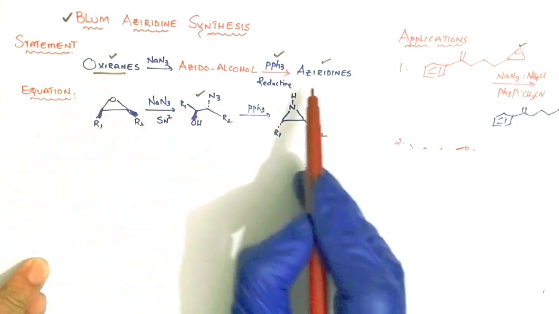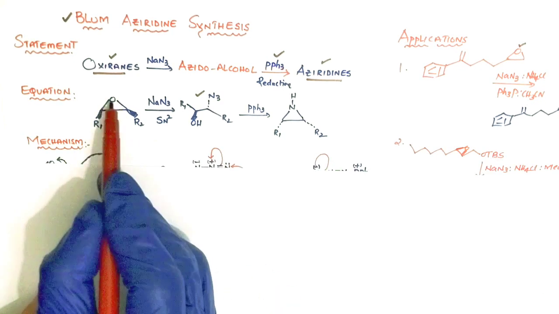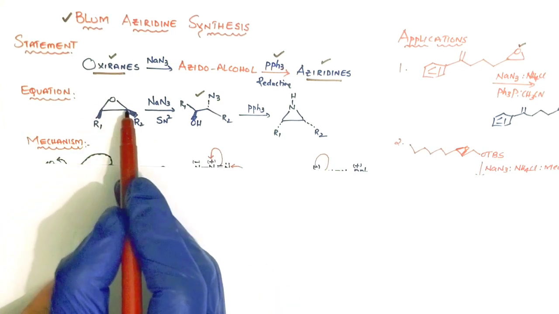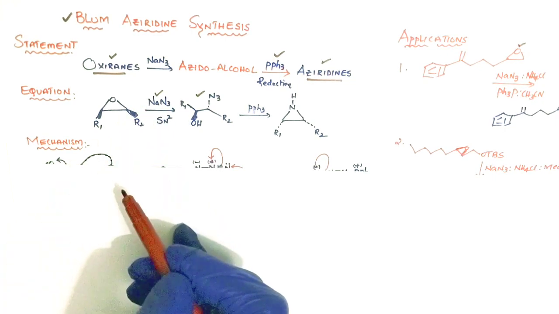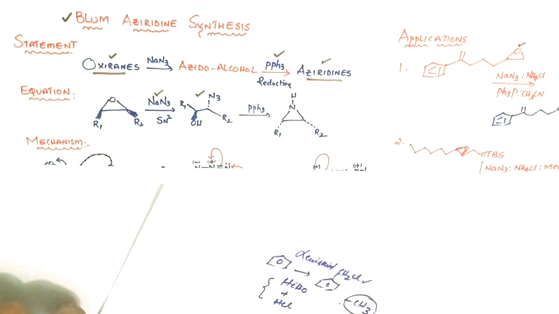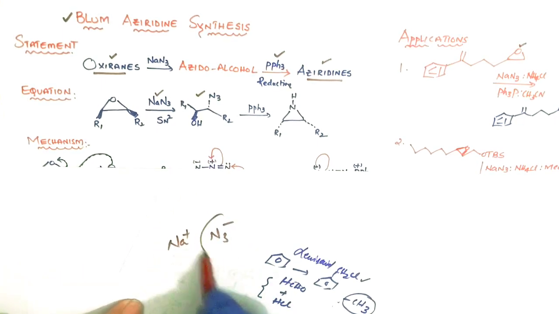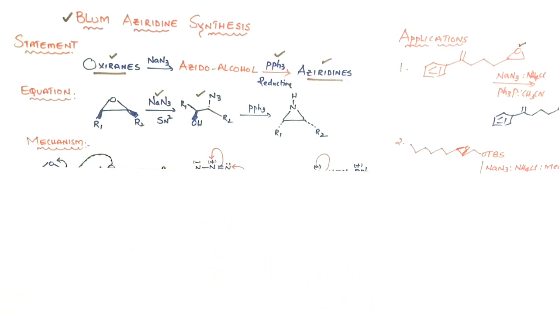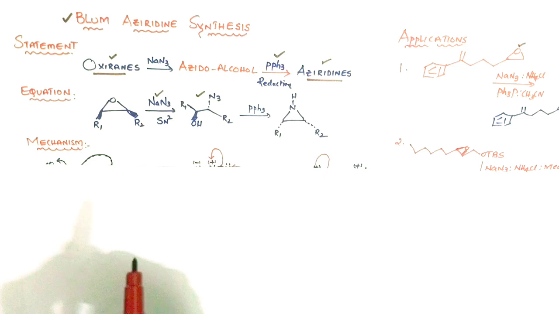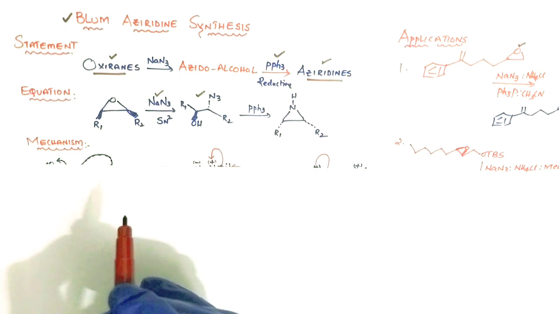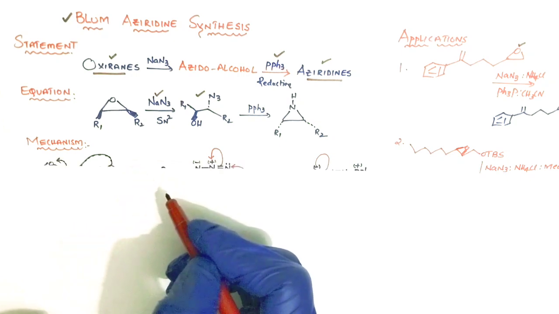Let's see the statement along with the equation. From the oxiranes we are preparing aziridines. Okay, this is the general formula of oxirane. Initially we are treating with sodium azide. Here we are having Na plus ions and N3 minus ions. So the nucleophile is N3 minus. Here we are observing an SN2 substitution reaction. So in an SN2 reaction, what happens? The nucleophile always approaches from the back side.